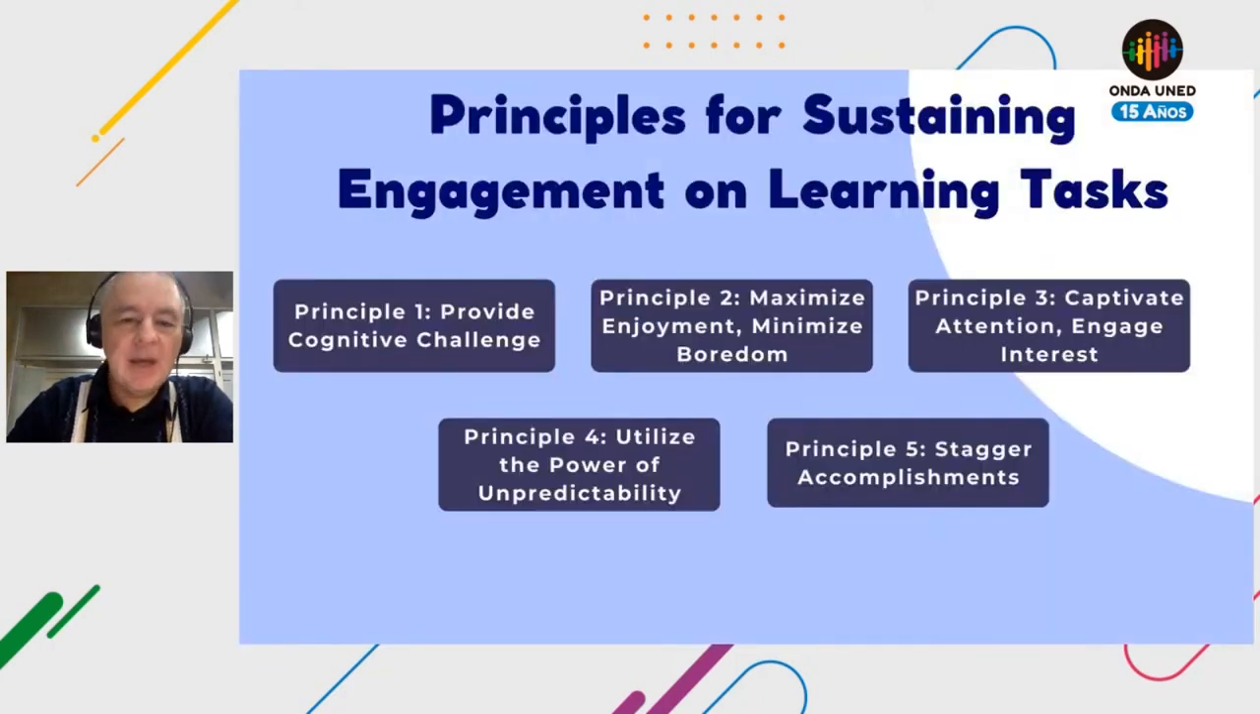Okay, let me move here. Okay, so let's talk about the principles for sustaining engagement on learning tasks. So we have the first principle, provide a cognitive challenge. We already mentioned this. We're going to repeat a couple of things. Principle two, maximize enjoyment, minimize boredom. And this is, of course, it sounds obvious, but we're still going to discuss this, and this is very important. Principle three, captivate attention and engage interest. Principle four, utilize the power of unpredictability. And principle five, stagger accomplishments. Stagger means divide the accomplishments, divide a larger goal into smaller goals.